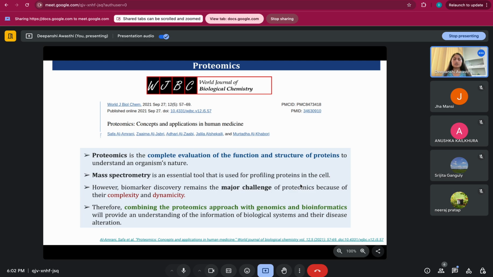If we look at the genome, it is constant. But when we talk about proteins, it's complex and dynamic. So there are some challenges which one has to face while dealing with proteomics. Therefore, we need to combine proteomic approaches along with genomics. That's why proteogenomics came up. So we cannot deal with a single technique only. We have to integrate different techniques to get better out of them.